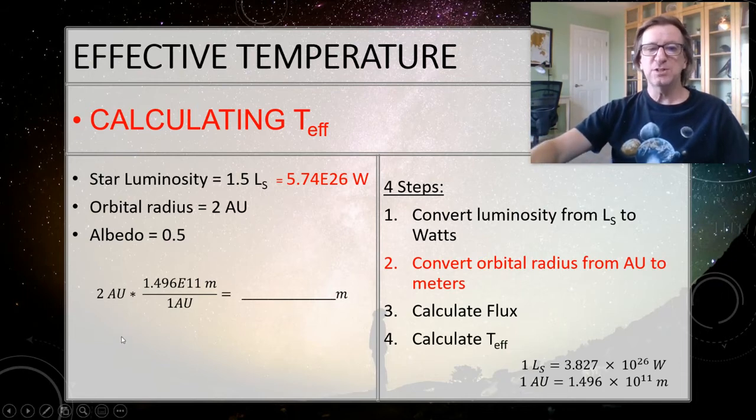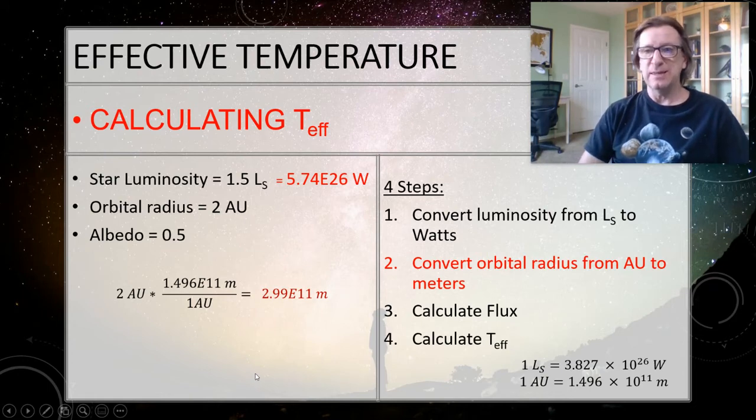So we set up our conversion the same way. What I want times the fraction bar. I want my AUs to cancel, so I'm going to put it in the bottom. I'll put the meters in the top. The 1 is glued to the AU. The 1.496 E11 is glued to the meters. AUs cancel. That's what I want. 2 times 1.496 E11 divided by 1, then you should get 2.99 E11 meters. So we're going to store this up here.